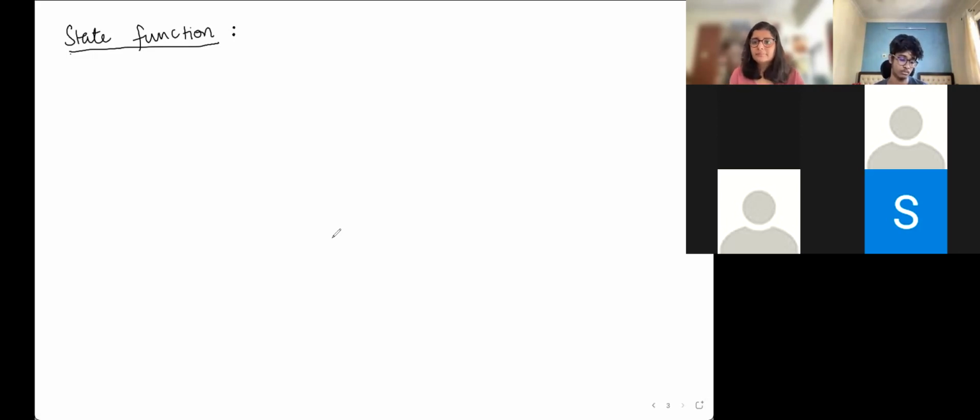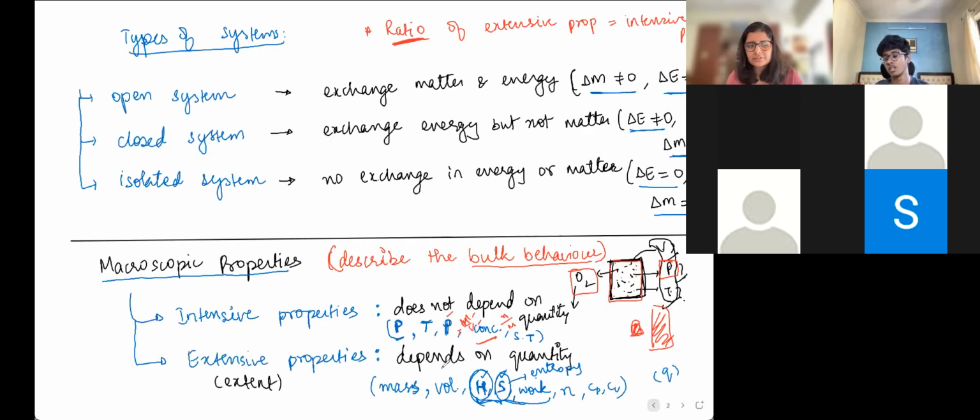Ma'am, I had a doubt. I did not get how volume is an extensive property. Volume of solids and liquids is extensive because if I take more water, it's going to occupy more volume, and if I take less water, it'll occupy less volume. With gases, it depends on other variables also, so let's not consider that. But as far as solids and liquids are concerned, it is definitely an extensive property, because it depends on how much of that thing you've taken.